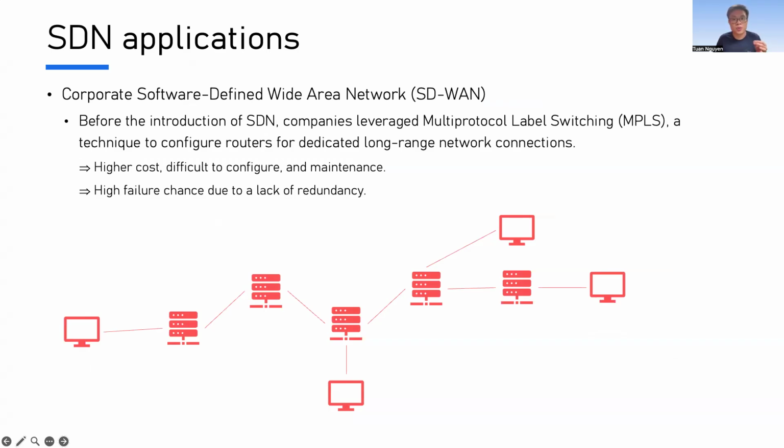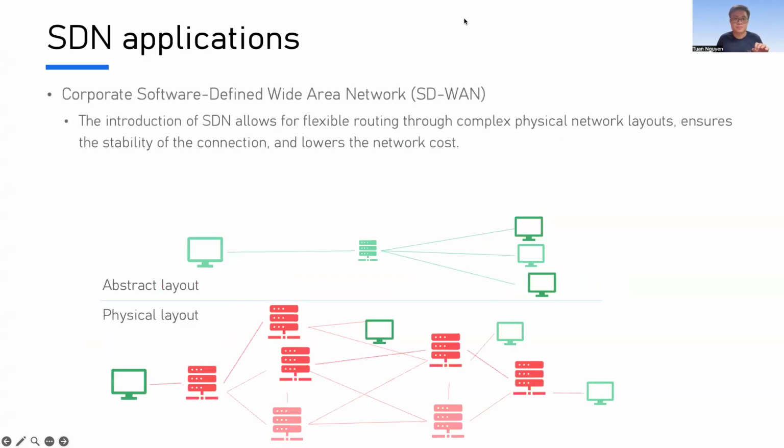Companies use multiprotocol label switching to create a fixed dedicated path from one branch to another branch of the multi-region corporation for communication. This implementation has some drawbacks, such as high cost and difficulty in configuring and maintaining the whole network. Due to high cost, redundancy is usually not implemented, which results in higher chance of network failure.